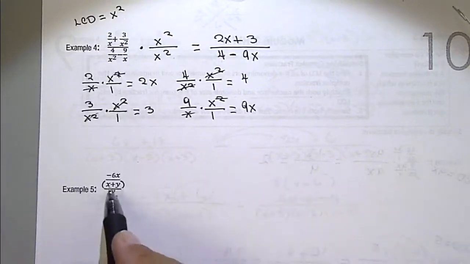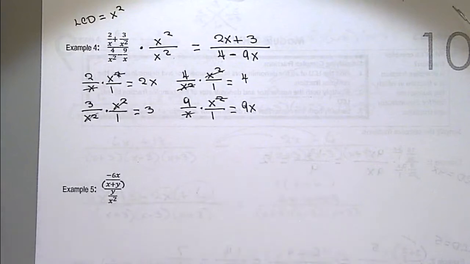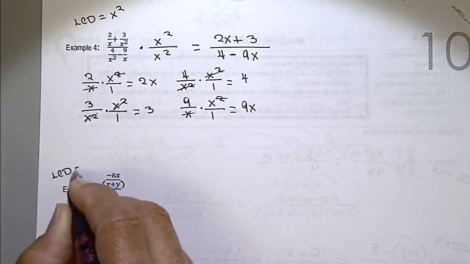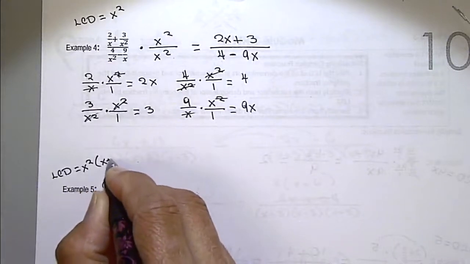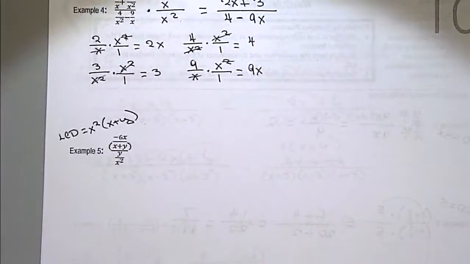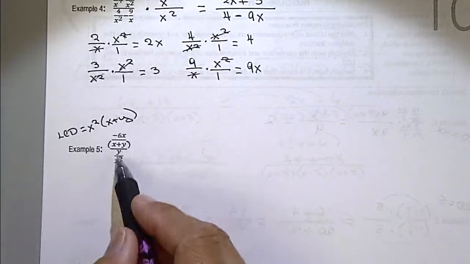So I've got x plus y and I've got x squared. What is my LCD? It has to include both of those. They have nothing in common. So your LCD is actually going to multiply the two of them together. It's going to say x squared times x plus y. Do you see that? If you've got a denominator that is addition, group them together and treat them as one factor. So it includes both of them now.